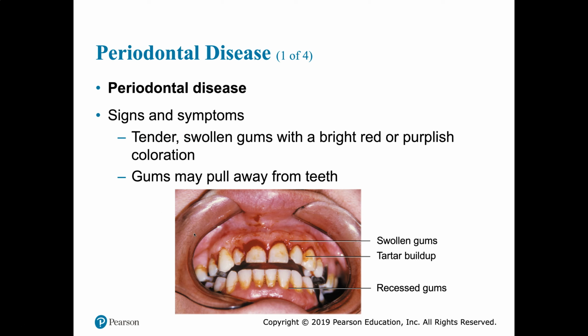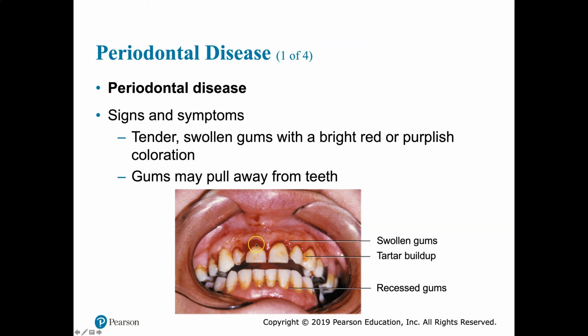Periodontal disease. So periodontal disease basically is the inflammation of the gums. Now, there are varying degrees of severity. You can have gingivitis, which is really where the infection is restricted to the gums, and it's not very severe. It's severe enough, but not as severe as some other types of periodontal diseases.